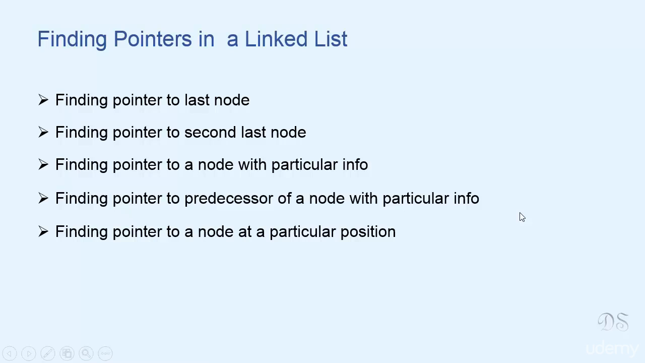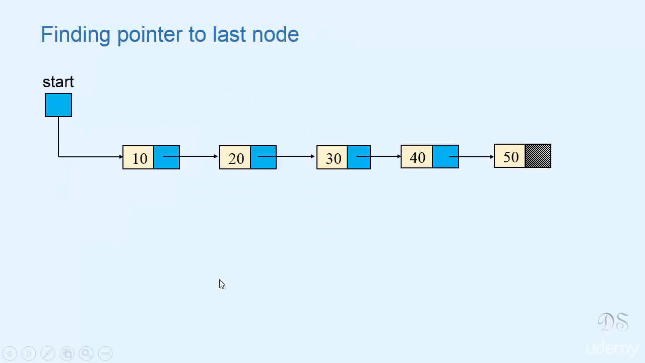Before studying insertion and deletion, let's see how we can move in a linked list and find pointers to some particular nodes. In this video, we'll see how we can find pointer to last node, to second last node, to a node with particular info, to predecessor of a node with particular info, and to a node at a particular position. So first let's find out pointer to last node.